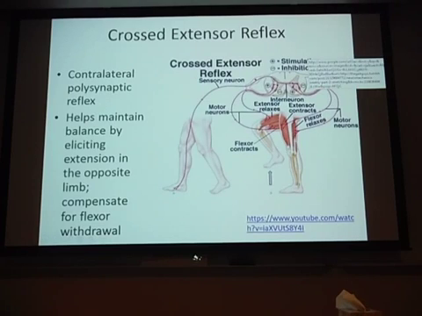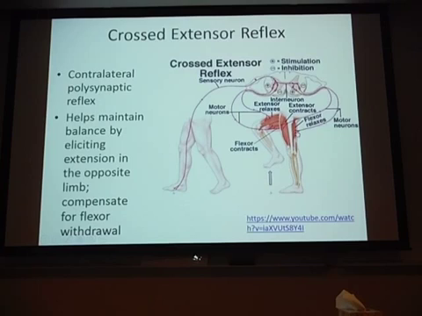but that initial sensory input, that initial painful stimulus is going to synapse on an interneuron that's going to cross over in the spinal cord and activate alpha motor neurons that are going to stimulate extensors in the opposite leg. So again, one leg needs to flex up and withdraw, the other leg needs to extend to maintain balance and to compensate for that flex or withdrawal.